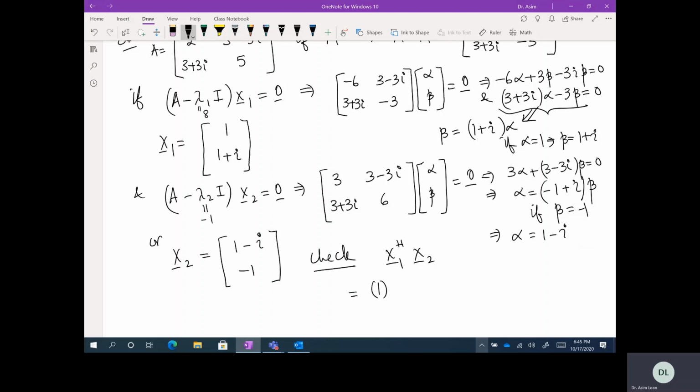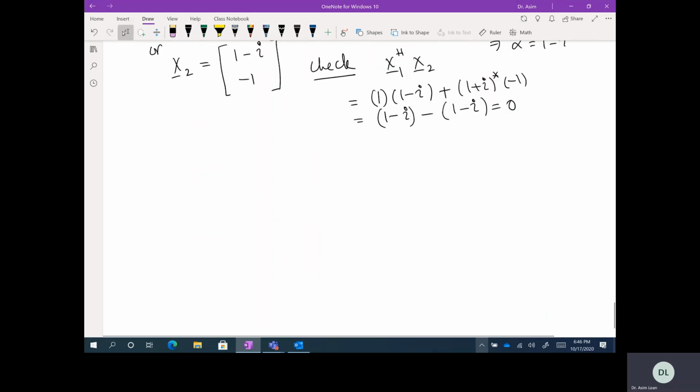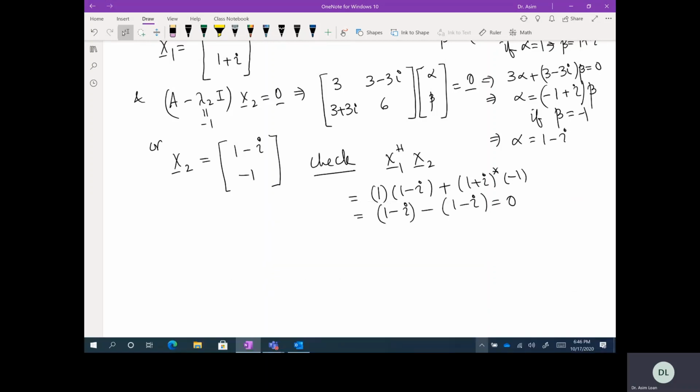This one conjugate doesn't make a difference, into 1 minus iota plus this conjugate 1 plus I conjugate into minus 1. So this is equal to 1 minus iota plus, or this minus 1, this minus 1 here, and this is 1 minus iota, so this is equal to 0. So x1 is actually orthogonal to x2. Okay.